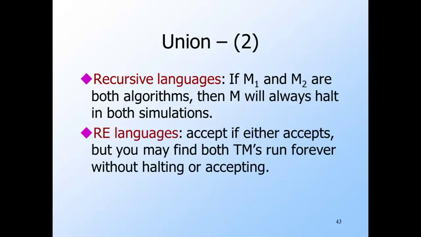For closure of the recursively enumerable languages under union, we don't know that M1 or M2 will halt, since they may run forever if they do not accept. If either accepts, then M will surely accept. However, if neither accepts, then M may run forever. But that is okay, since we only want to prove that L1 union L2 is recursively enumerable in this case, not necessarily recursive.